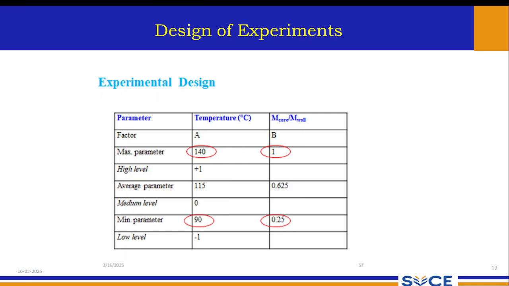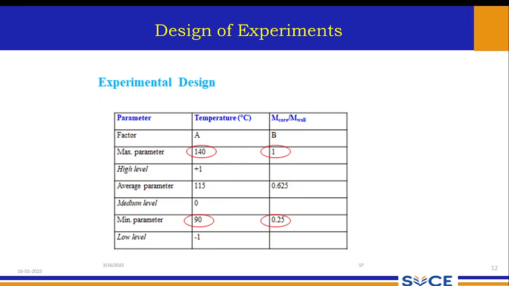Experimental design. As I told you, three factors, three levels. What does it mean by three levels? The three levels are, you see here, minimum, maximum, and low level. Here we have changed two variables, a two-factorial method. One is M core by M wall, that is 1 is to 1 or 1 is to 2 we have taken. Temperature is 90 to 140, as I told you. The maximum value is 140 degrees, the minimum value is 90, so the average value has been taken.